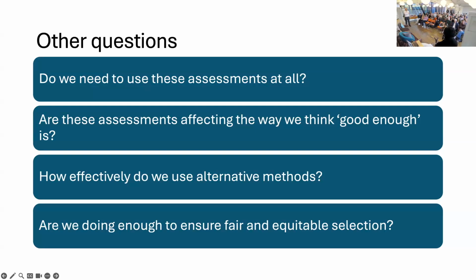And can we use alternatives? Is there another option? Is there another assessment we could use? Can we use it in a different language? Do we need extra time? And again, I know that the next couple of presenters are going to be talking about psychometrics and neurodiversity, and I'm really excited to hear about that. And last but not least, are we doing enough to ensure fair and equitable selection and assessment? So the floor is yours.